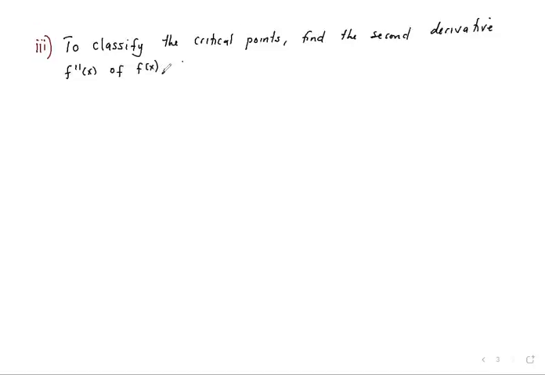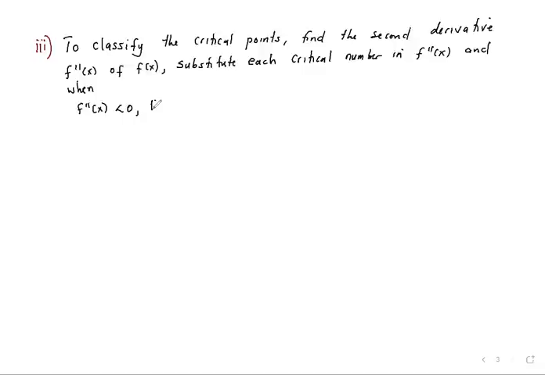After that, substitute. You substitute each critical number in f prime prime of x, and when f prime prime of x is less than 0, the critical point is called a relative maximum.